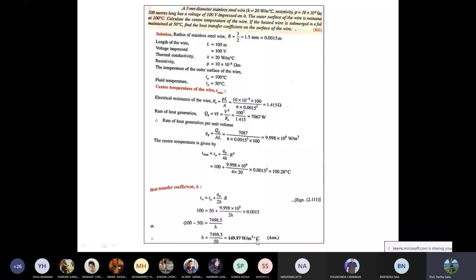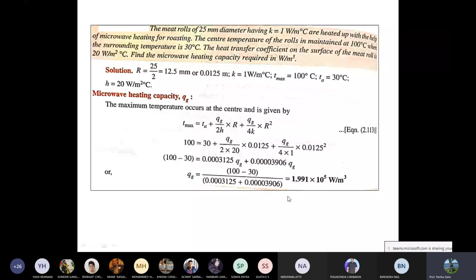Let's look into another example. Meat rolls of 25 millimeter diameter having thermal conductivity 1 watt per meter C are heated up with the help of a microwave heating for roasting. The center temperature of the roll is maintained at 100 C when the surrounding temperature is 30 C. The heat transfer coefficient on the surface of the meat roll is given as 20 watt per meter square C. Find the microwave heating capacity required in watt per meter.